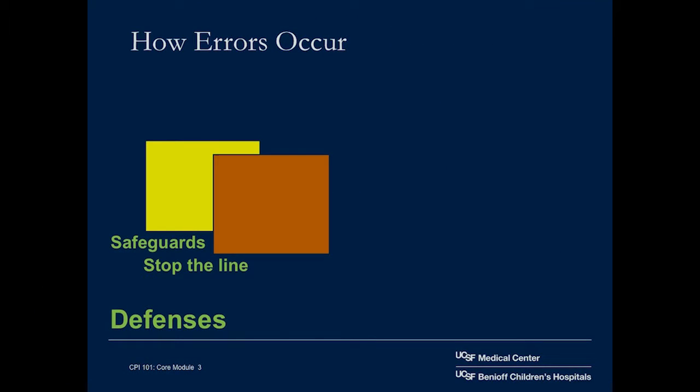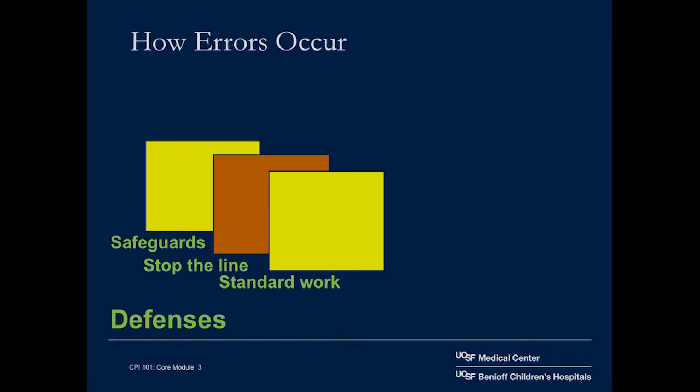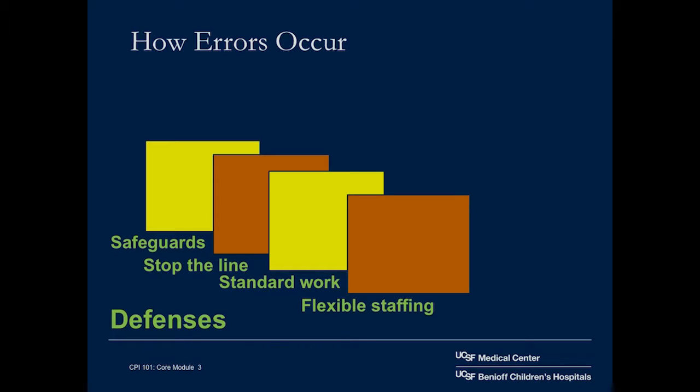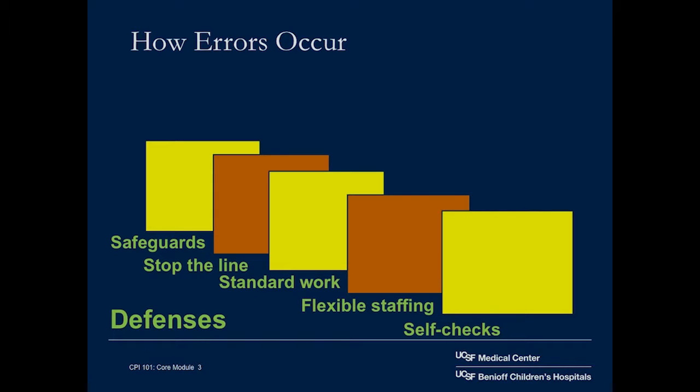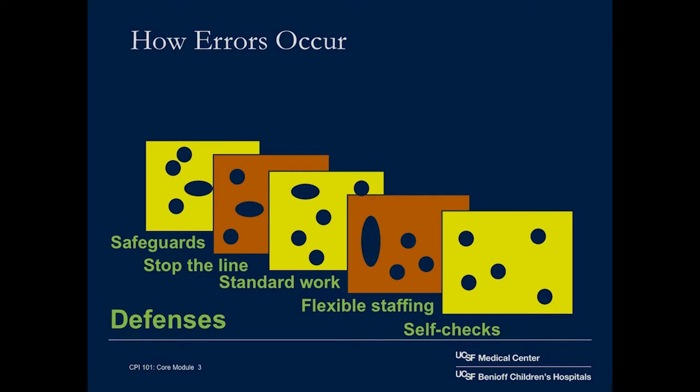Then we also have multiple other layers of defenses. For example, having policies around stopping the line when something is going wrong, using standardized work processes, as we discussed in the Lean module, and flexible staffing and self-checks on how we're doing our performance. The problem with this kind of thing is that every layer of defense has these defects, and in fact, most layers of defense have multiple defects, and we can't always anticipate what these are or know where they're coming from.